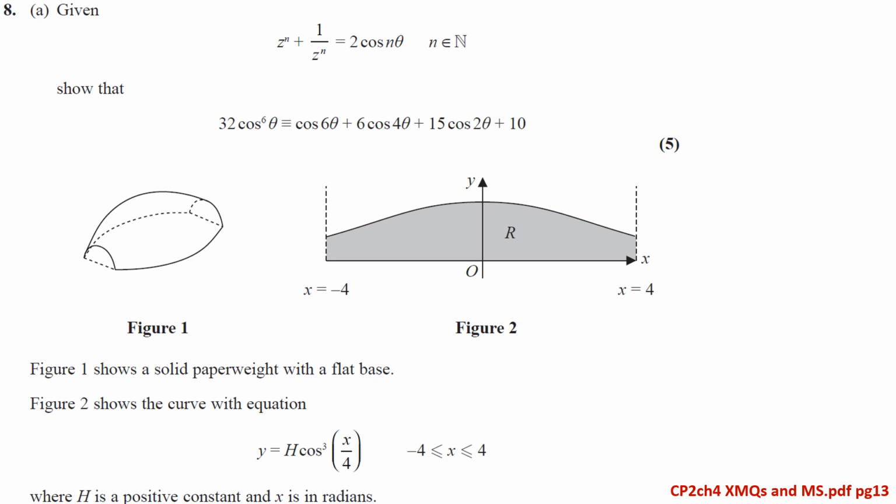And then here's the paperweight we're creating. Notice some subtle details. It looks like it's not a complete volume of revolution. It's going to be flat on the bottom, a solid paperweight with a flat base, and the curve involves cos cubed.